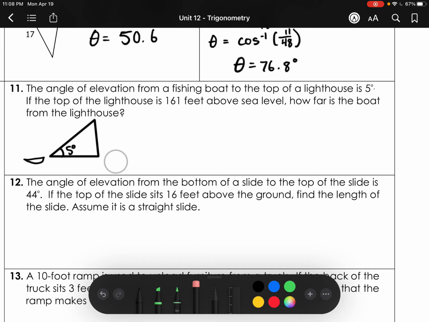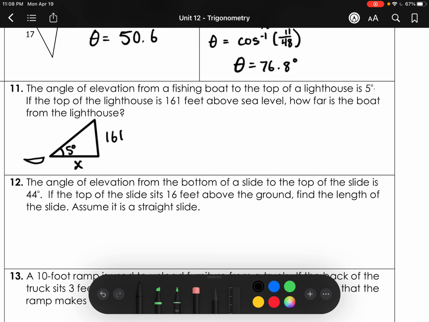And so we know that it says the top of the lighthouse is 161 feet from sea level. So the boat is at sea level. That means that this side is 161 feet. And we want to know how far the boat is from the lighthouse. So we want to find this length right here.